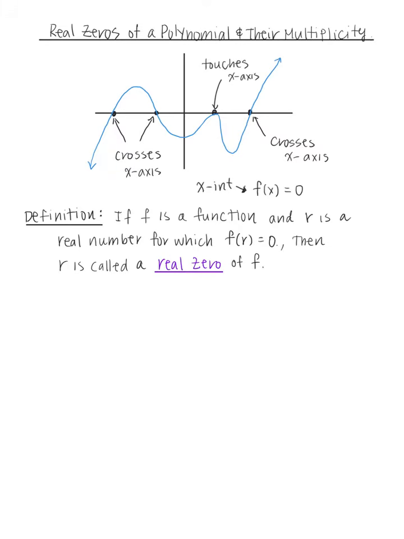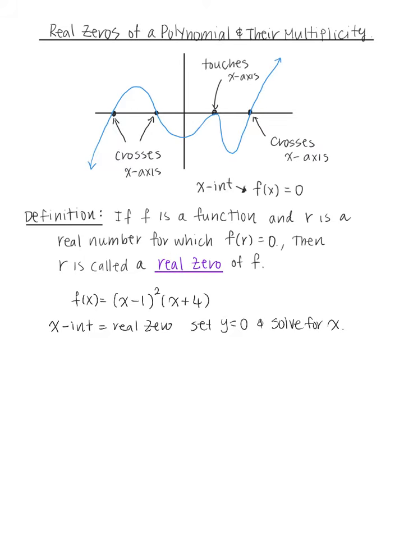Now, it's easy for us to find the x-intercept or the real zero of f if your function was written in a form like, I don't know, f of x equals (x minus 1) squared, multiplied by (x plus 4). Because remember, to find the x-intercept, all you have to do is set y equals 0 and then solve for x. So to find the x-intercept, which is the same thing as the real zero, all you have to do is set y equals 0 and then just solve for x. So if the polynomial is written in factored form, such as in this case, let me just write this out. This is in factored form.